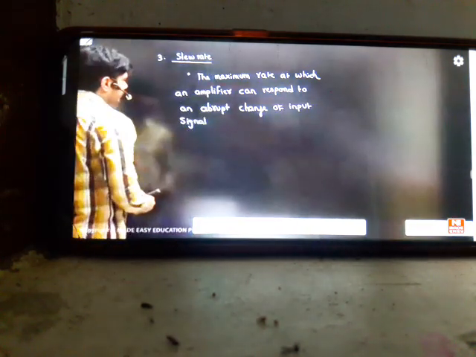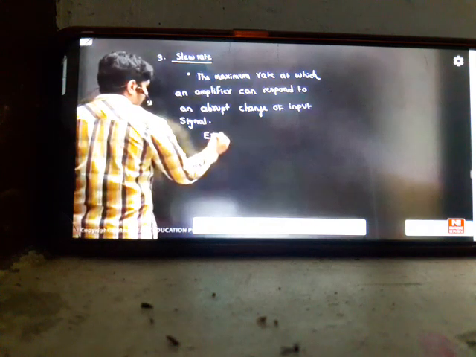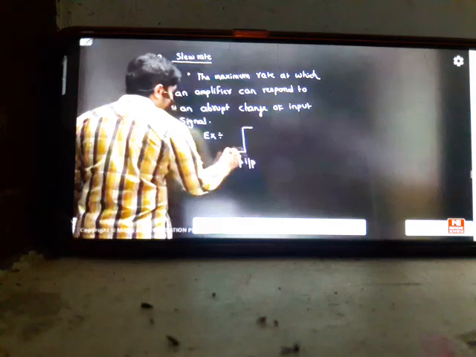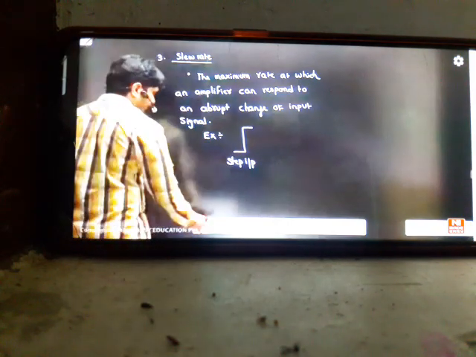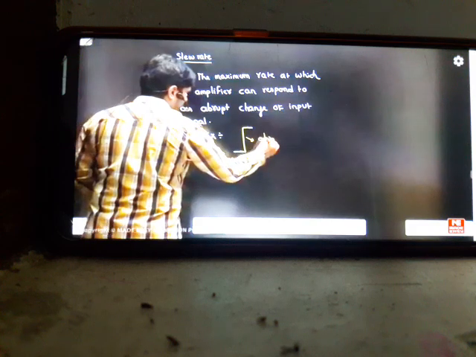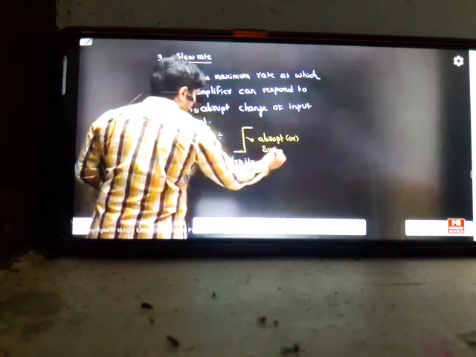So what is the meaning of abrupt change? Sudden change. The best example is a step input. If I give a step input to your amplifier, we have an abrupt change. This is called abrupt, or we can also call it sudden change.